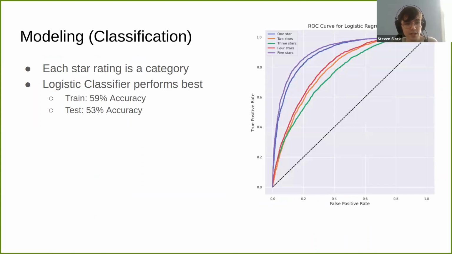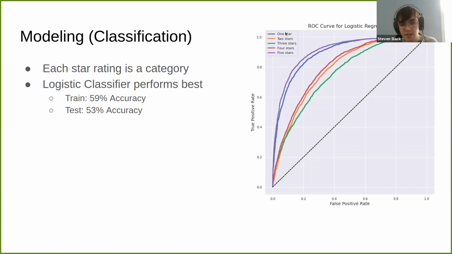All right, so for classification, I considered each star rating to be a category, so the model predicted into the categories. And I found that the logistic regression, or the logistic classifier, performed the best out of all of them. And I feel like this ROC curve that I was able to make does a really good job of showing the nuances of the data set.